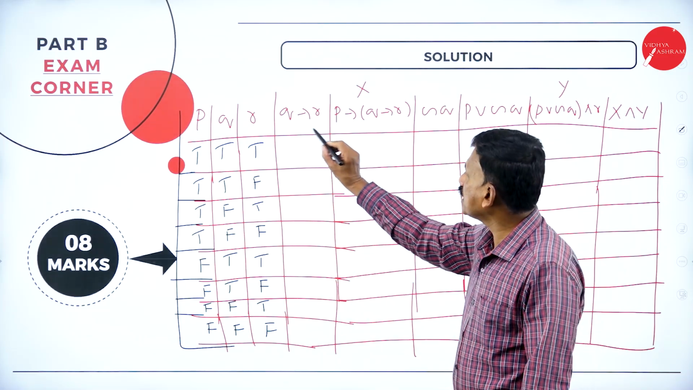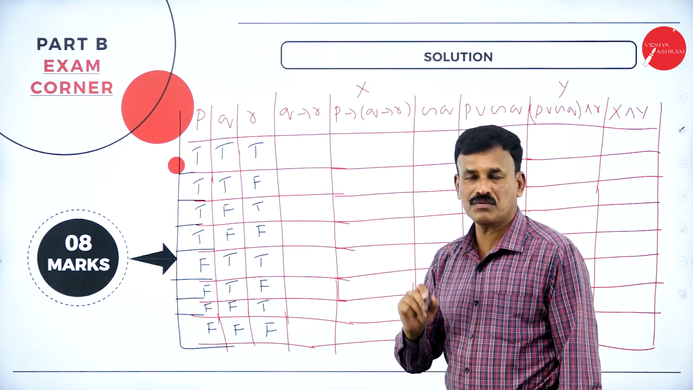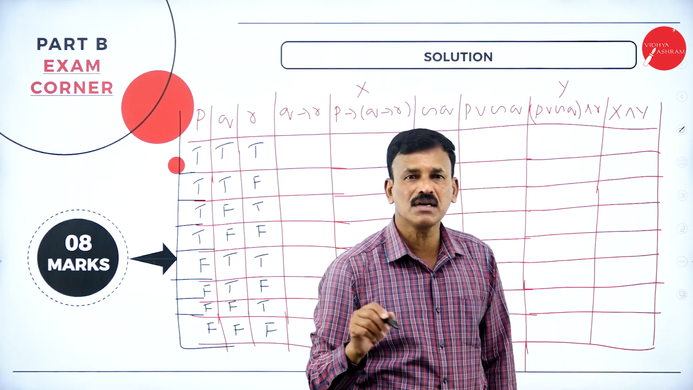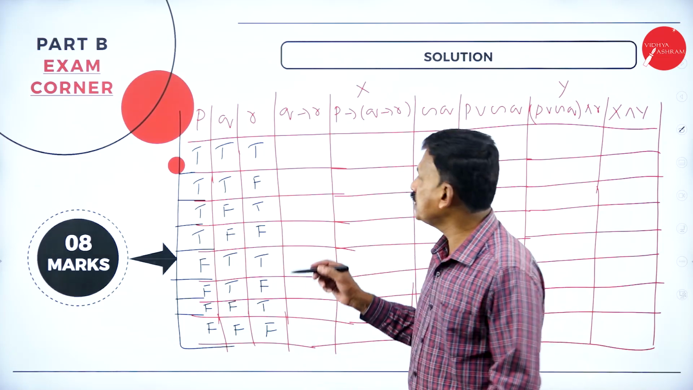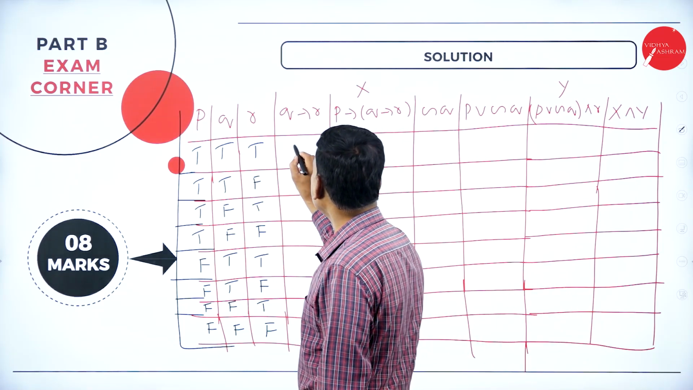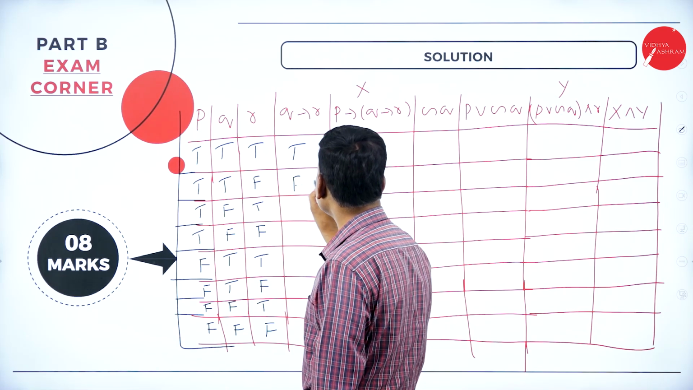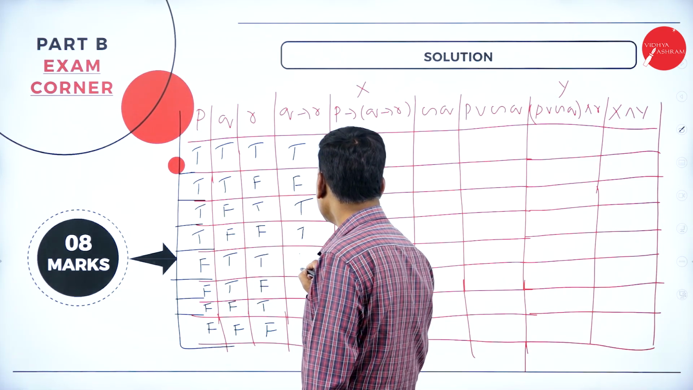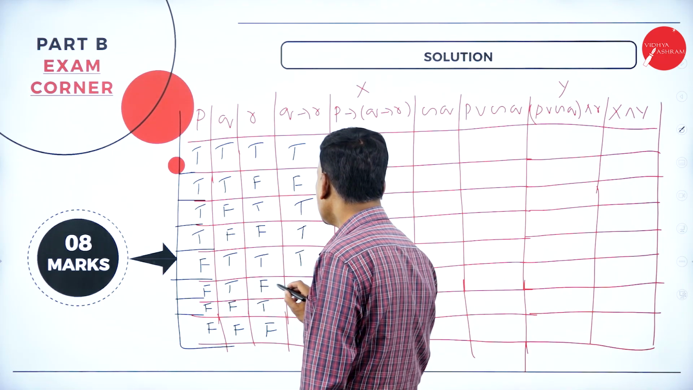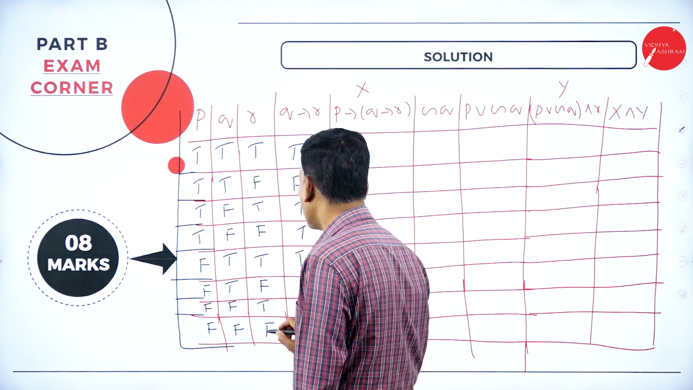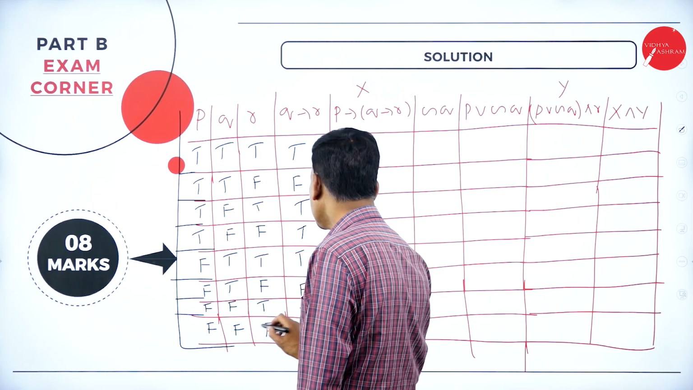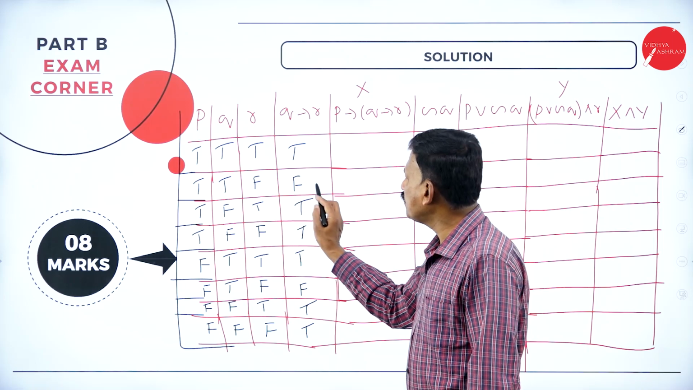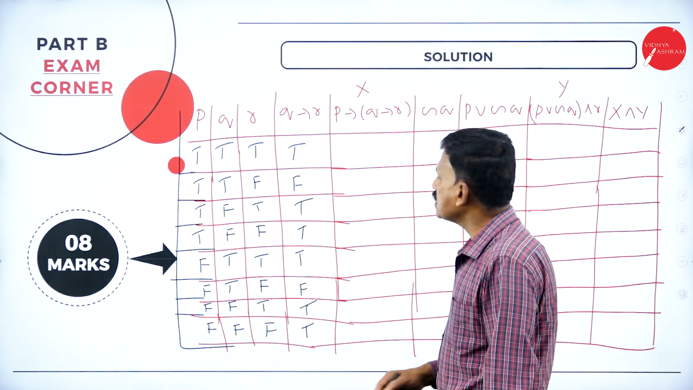Now write down the conditional for Q and R. What is the conditional statement? If T and F, it is F; in other cases it is true. So in case of conditional, T and T is T, T and F is F, F and T is T, F and F is also T. Again T and T is T, T and F is false, F and T is T, F and F is also T. So in case of conditional, T and F is F, and in the remaining cases it is true.